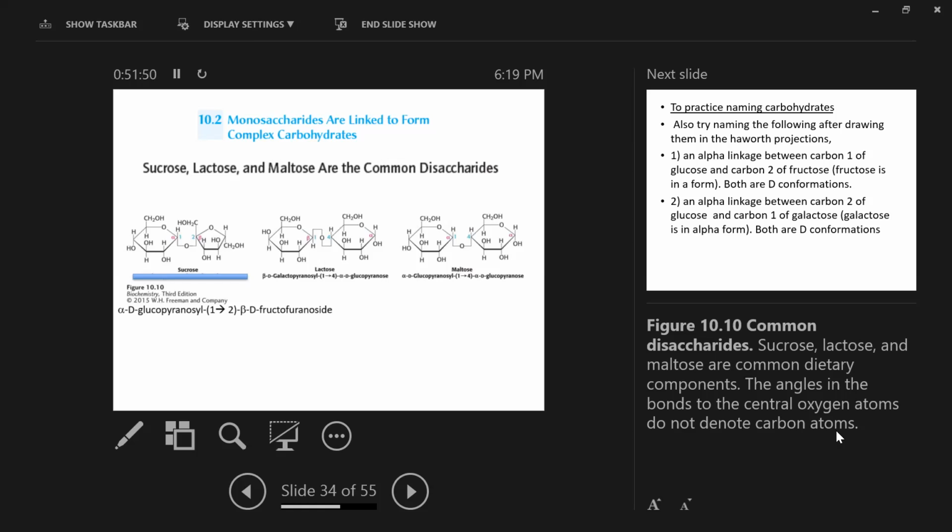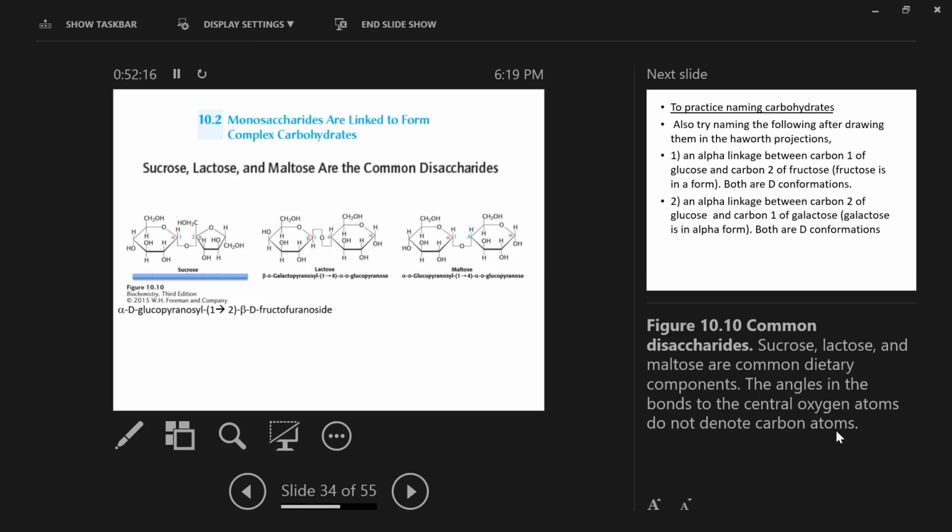Beta, D, but we changed the suffix to "side" because both carbons that were aldehydes or ketones are bound to each other. So there's no free former carbonyl group. So now it's "side," to indicate both are non-reducing. That's probably the hardest part. Usually people have everything right except the last part.